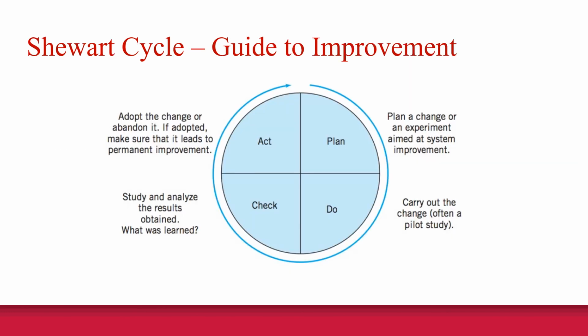Shewhart also came up with what's known as his guide to improvement. It's his act, plan, do, check. So first thing is plan a change or experiment aimed at a system improvement. Carry out the change. Often it's what's known as a pilot study. Check the results. What did you learn? Act. Adopt the change or abandon it. If adopted, make sure it leads to permanent improvement.